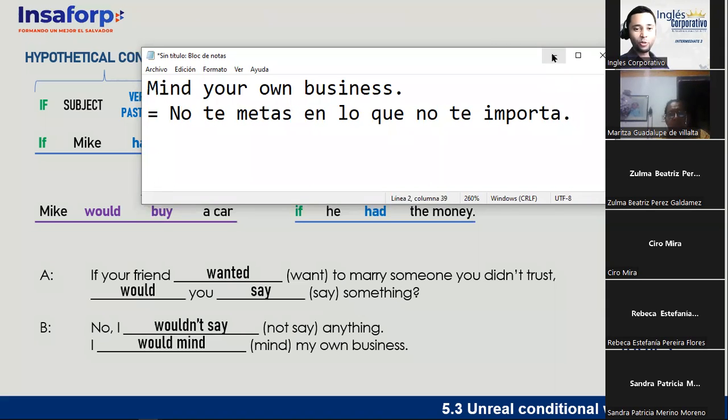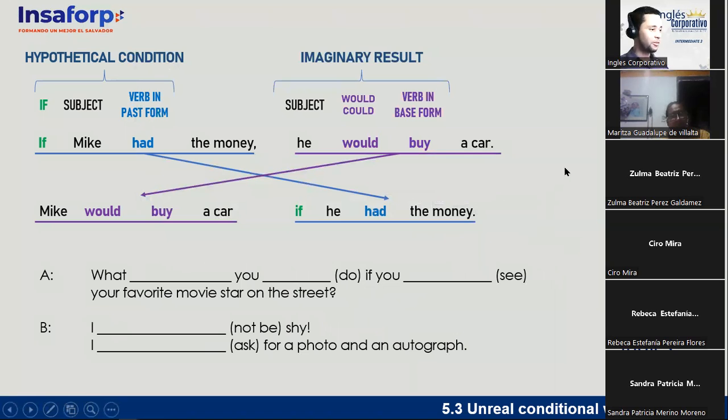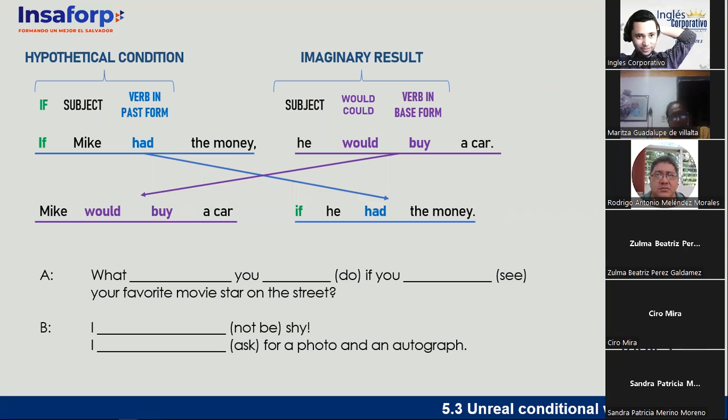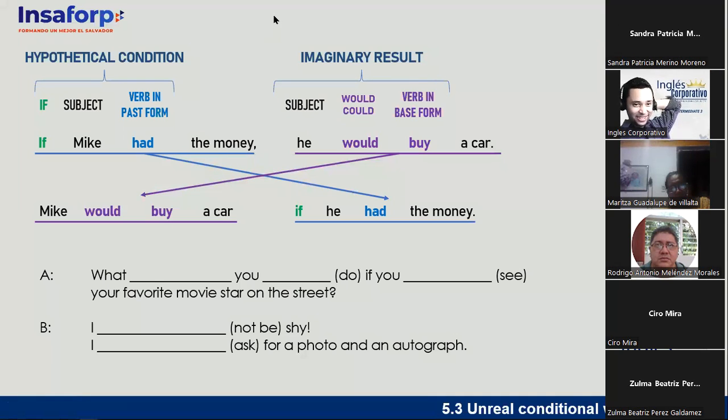Okay, so final conversation, number 5. Volunteer, please, who wants to try? Who wants to try conversation 5? Letter A. Sin miedo, vamos. ¿Cuál es el pasado de see? I don't know, you tell me. ¿Quién ayuda ahí? Nada más que nos diga el pasado de see. ¿Cuál es? Ok, tenemos una entrada en el chat. Yeah, Zulma says saw. That's correct.